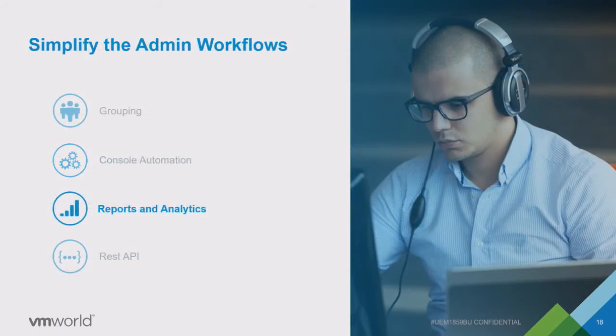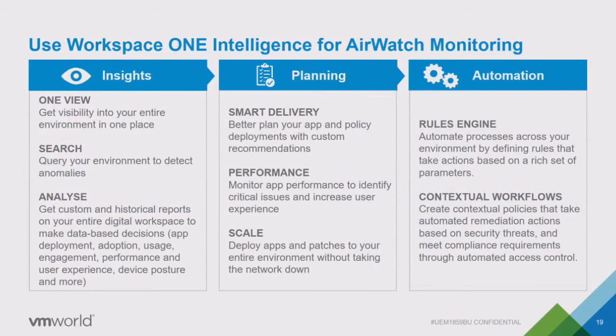So the third of these is around reports and analytics. And those of you who went to yesterday's session around Workspace ONE Intelligence, and those of you who've been very familiar with AirWatch in the past, you would have been a little frustrated with the AirWatch reporting. And the aim of Workspace ONE Intelligence is to grab your monitoring information and make that available in the AirWatch console in a really effective manner. Right? So it's really around 3 areas.